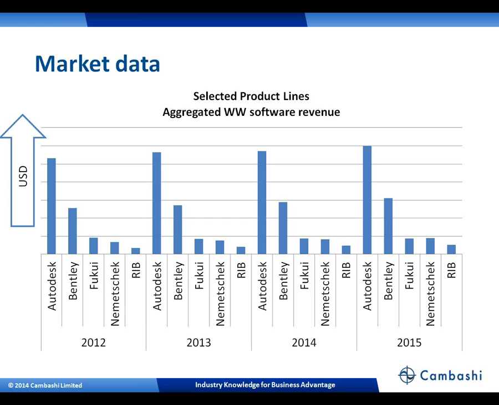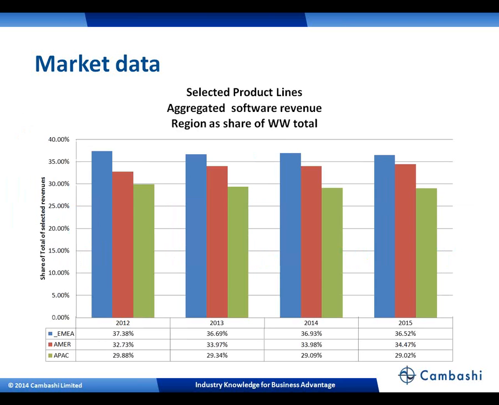But these software revenue numbers are not the first focus for the target setting meeting. What the meeting really wants to do is look at the regional spread of business. This is the same data, but this time grouped by region rather than by provider. The vertical axis here is a percentage. It's the spend in the region on the selected products as a share of the worldwide total.